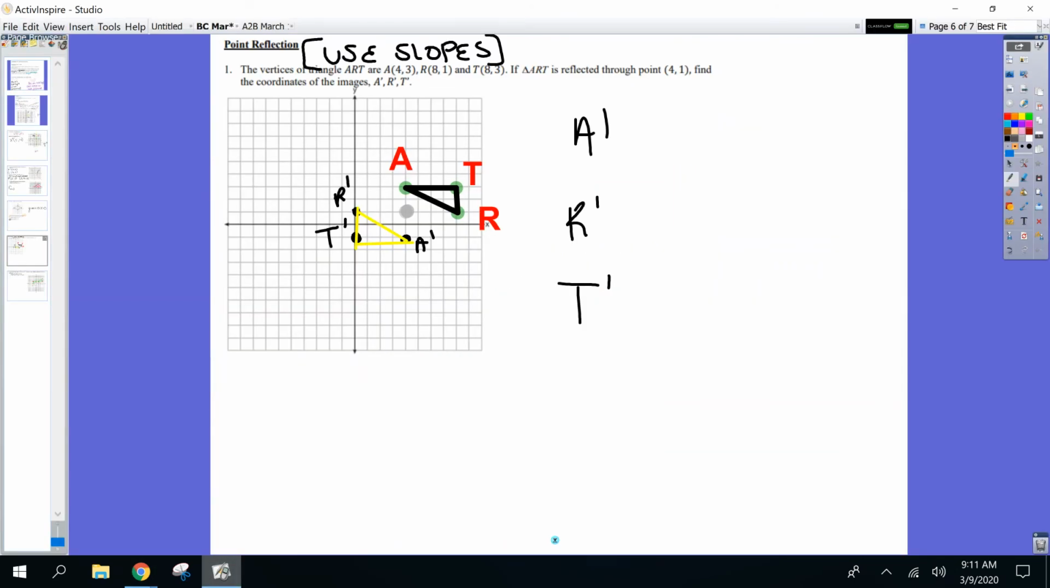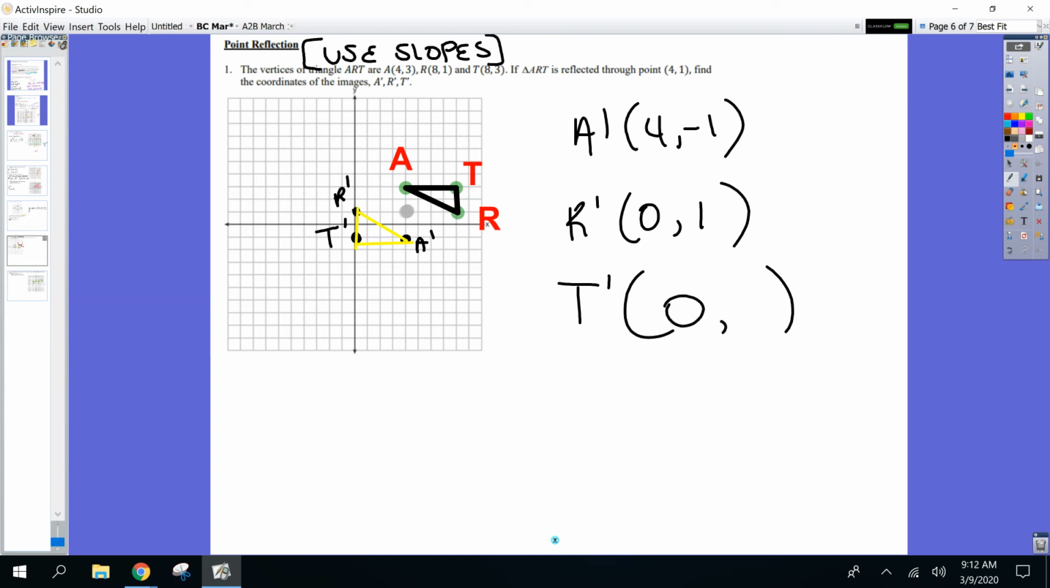12, what do you got? A prime. R prime. You're 2 for 2, don't screw it up. T prime. There you go. Thank you.